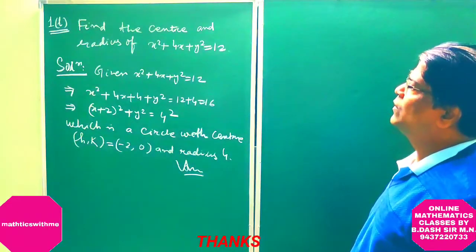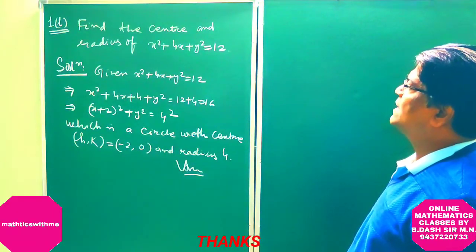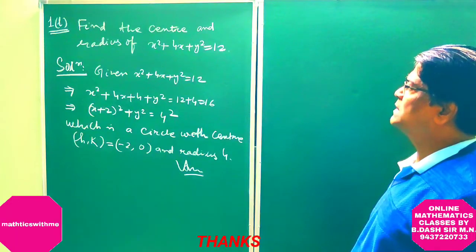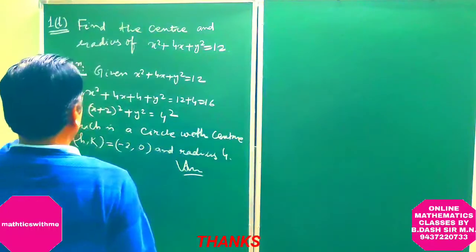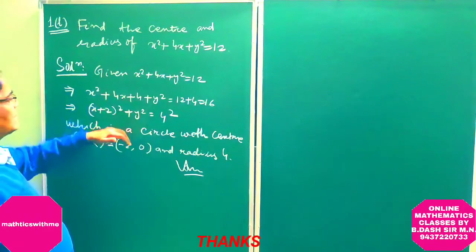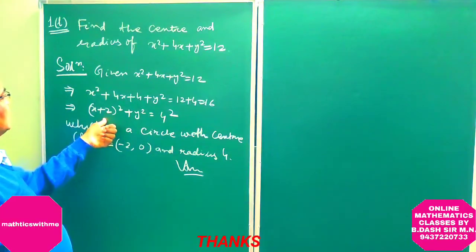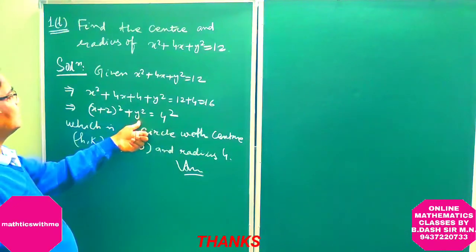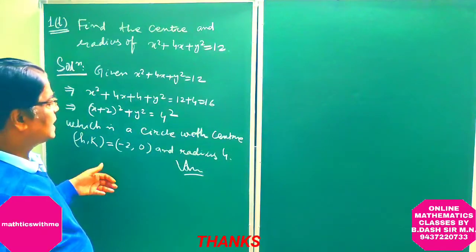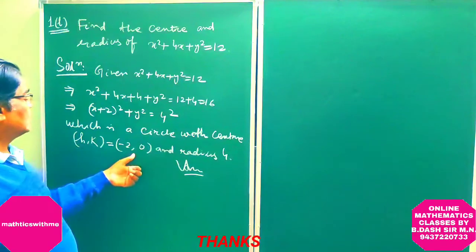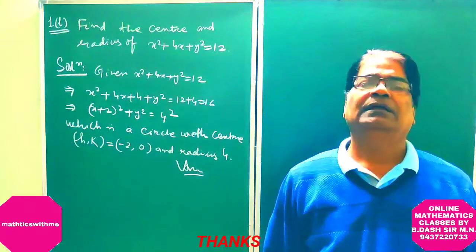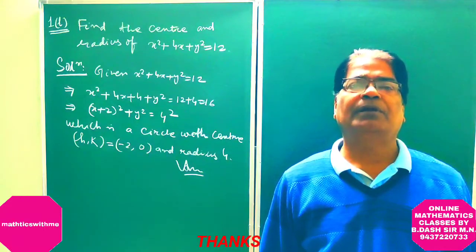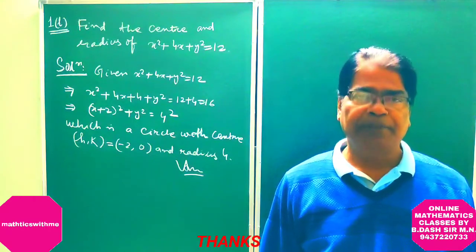So the question is find the center and radius of x square plus 4x plus y square is equal to 12. So adding 4 to both sides and after simplification we get (x plus 2) whole square plus y square is equal to 4 square, which is a circle with the center (h, k) is equal to (minus 2, 0) and radius 4. Answer. With this, the topic for today's class is completed.